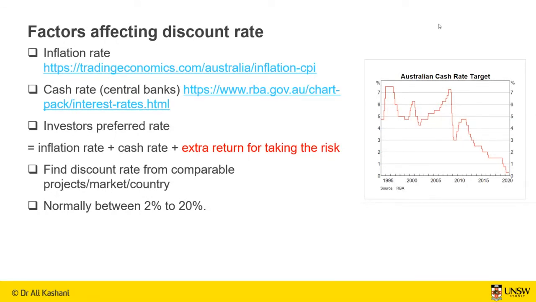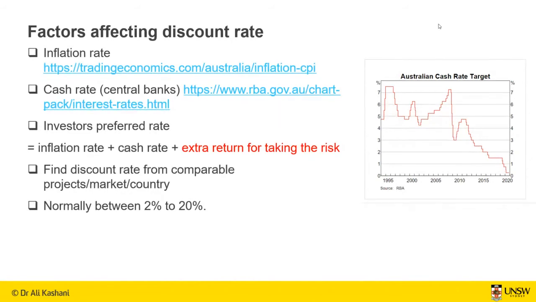For an environment where you think a little bit of unrest or something happening can endanger your project, you're going to expect a high return for taking that risk. But in an environment where you don't foresee any kind of major risk, then that extra return can be lower.